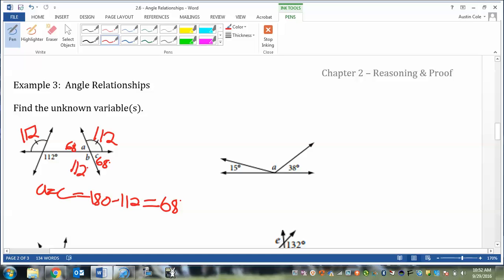So everybody see where we got 68 and 112? Yes. Okay, I want you to take 30 seconds, talk with your partner, figure out A in the next picture.